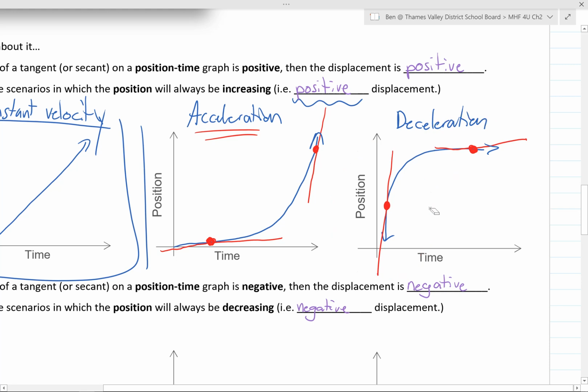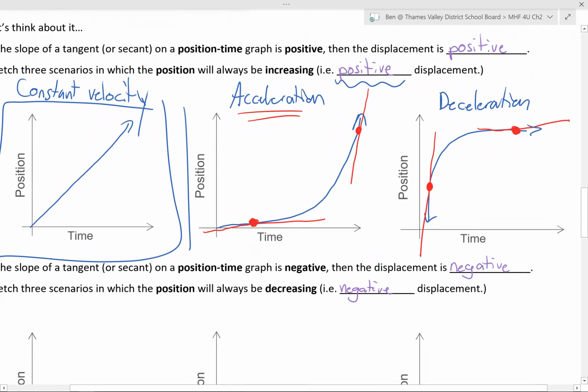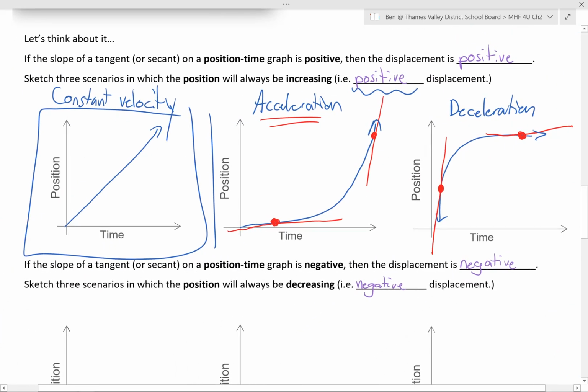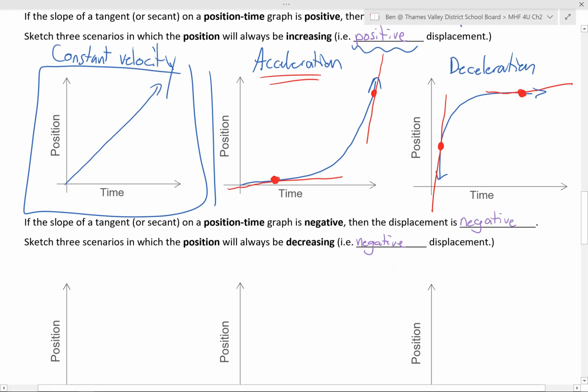Although position is increasing the whole time, it's increasing slower and slower, and that's why we call it deceleration, because it's slowing down. Okay, if this is tough for your mind to comprehend, that's okay. I encourage you, rewind this, play it over and over again, and just think. Okay, we will talk about them in class.